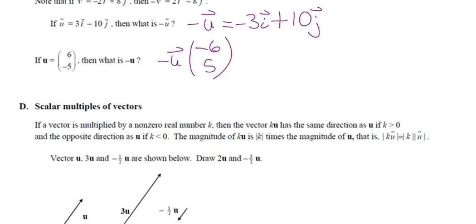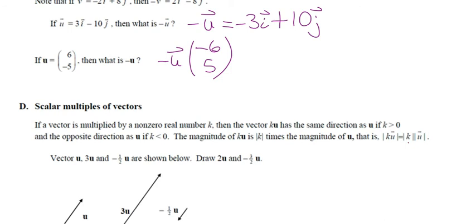Scalar multiples of a vector. If a vector u is multiplied by a non-zero real number k, then the vector ku has the same direction as u if k is greater than 0, and the opposite direction as u if k is less than 0. The magnitude of ku is the absolute value of k times the magnitude of u.